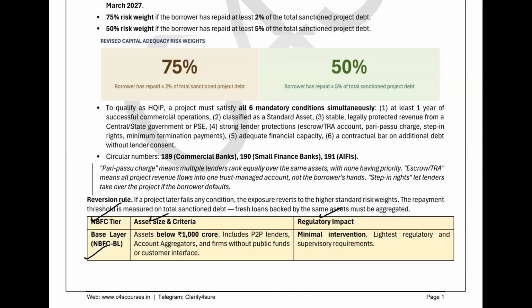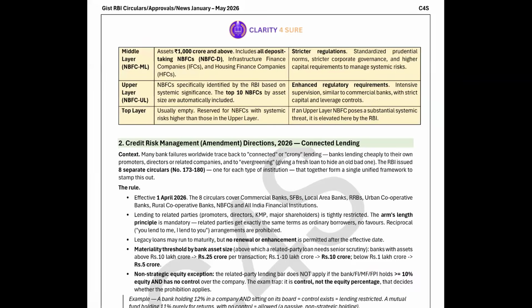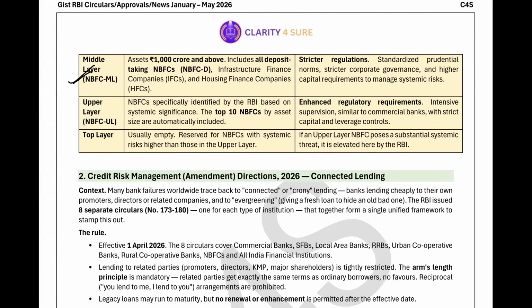Base layer NBFC BL, assets below rupees 1000 crore, याद करो, includes P2P lenders, account aggregators and firms without public funds or customer interface, minimum intervention, lightest regulatory and supervisory requirement. ठीक है, ये table you have to remember. ठीक है, that is middle layer, ये याद रख लो, ये आपकी static syllabus है. मिडिल लेयर में कितना है? Assets 1000 crore and above includes all deposit taking NBFC, that is NBFC which is taking deposits, infrastructure finance companies, IFCs and housing finance company, that is HFC. तो stricter regulations है, ये याद रखना बस इतनी points.